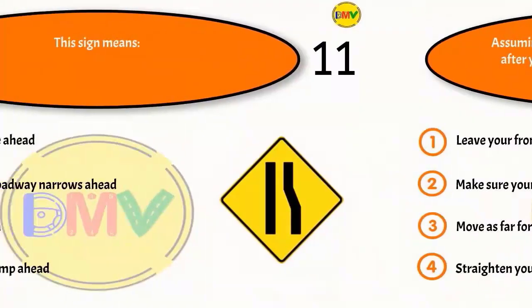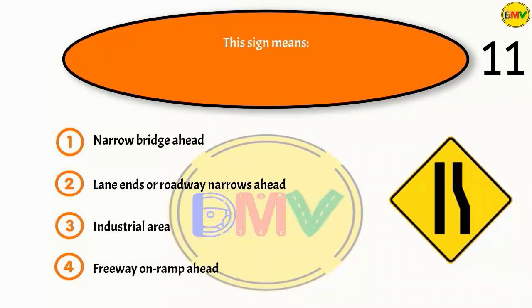The question 11. This sign means: 1. Narrow bridge ahead. 2. Lane ends or roadway narrows ahead. 3. Industrial area. 4. Freeway on-ramp ahead.